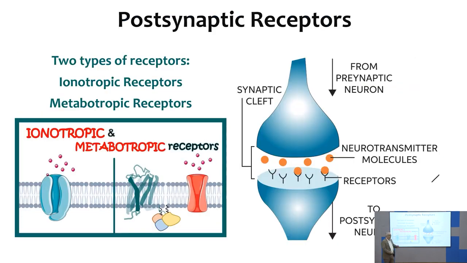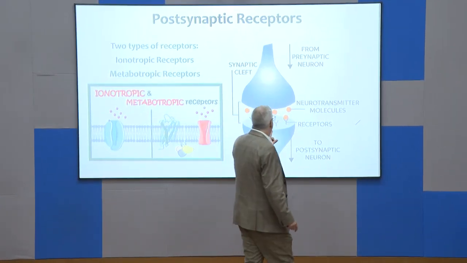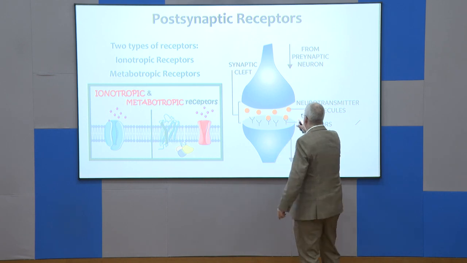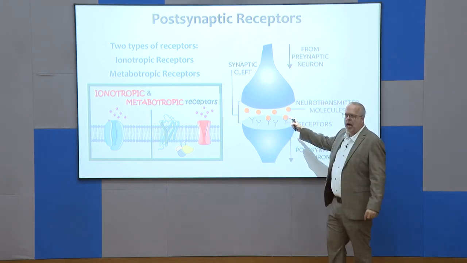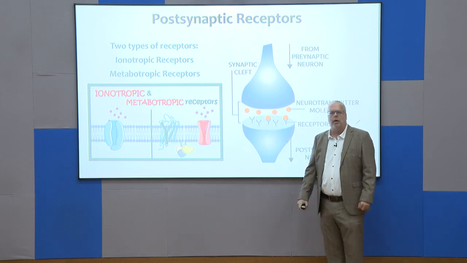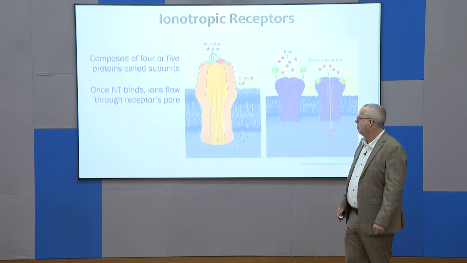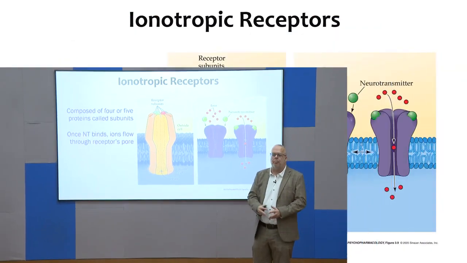Now, those postsynaptic receptors come in two subtypes, two varieties. We have ionotropic receptors and metabotropic receptors. And each of them operate in slightly different ways. But in both cases, again, that neurotransmitter, that ligand, must bind to the receptor in order for it to be activated or open its channel. So let's start with the ionotropic receptor.